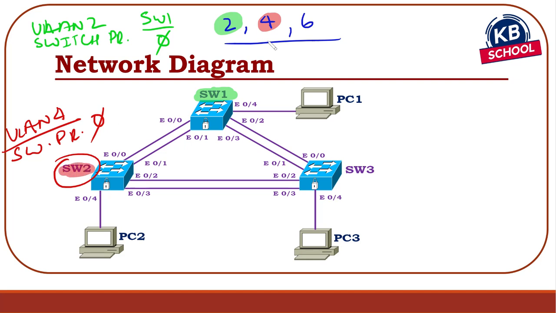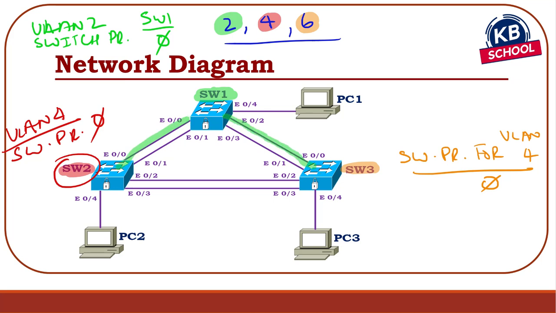And similarly, I can do the same thing for this guy, saying your switch priority for VLAN 4 is 0. So this becomes a root switch. Now by doing this, what happens is for the green, which is VLAN 2, this port is forwarding, this port is forwarding, this one will be blocked. Actually, I should put, this is blocked. Okay?